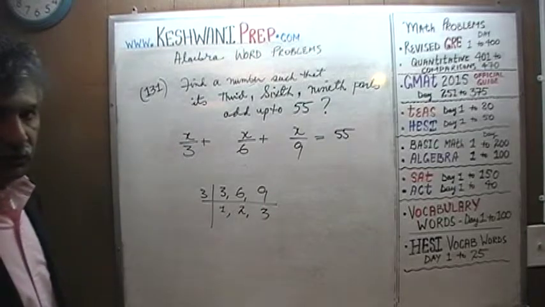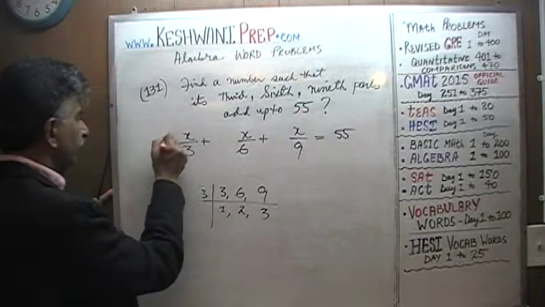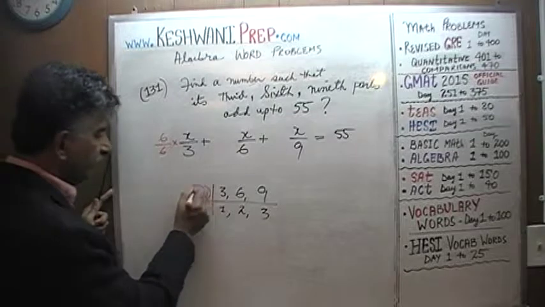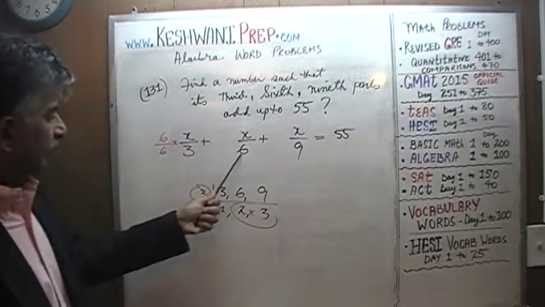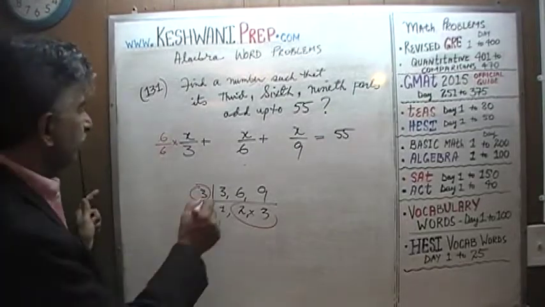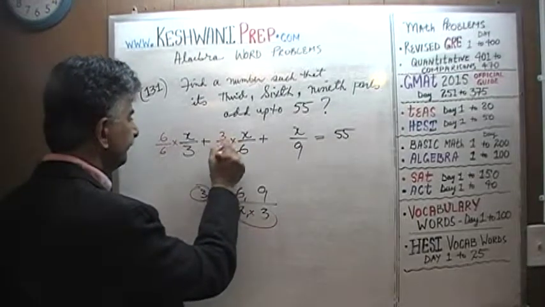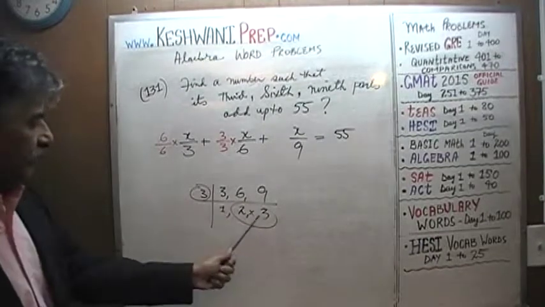How do we convert 3 into 18? Divide 18 by 3, we need to multiply by 6. Of course, because we have the 3, we need to have 6. You see, 2 times 3. Here we have the 6, 2 times 3, we need a 3. And here we have a 9, which is 3 times 3, we need a 2.